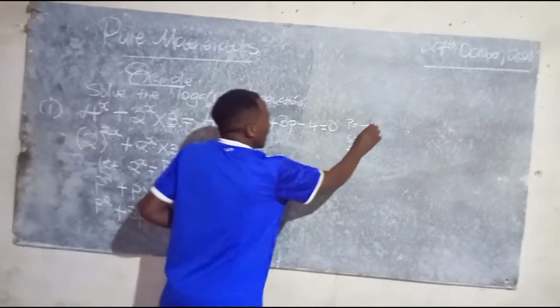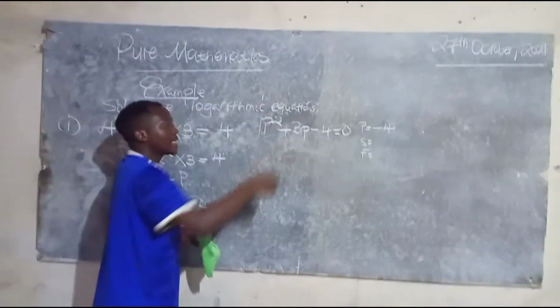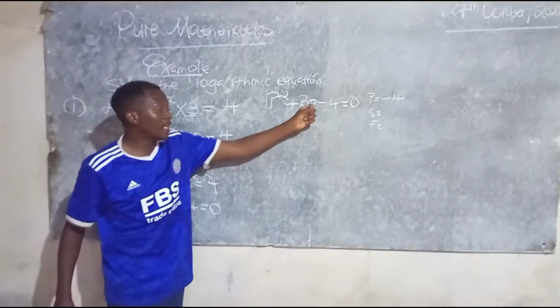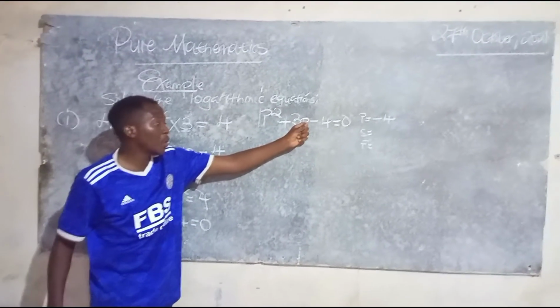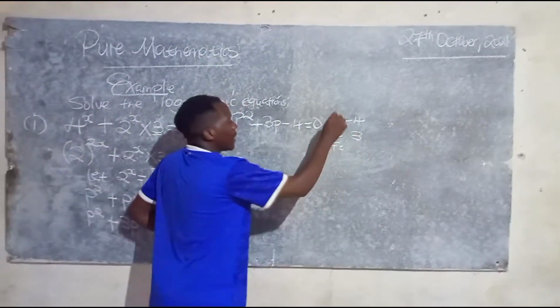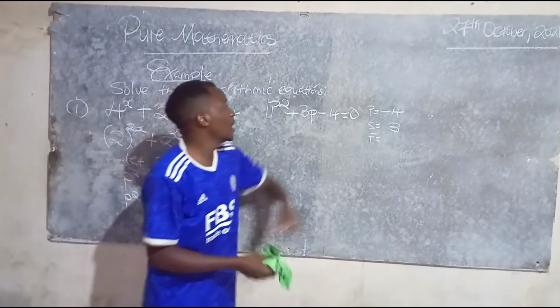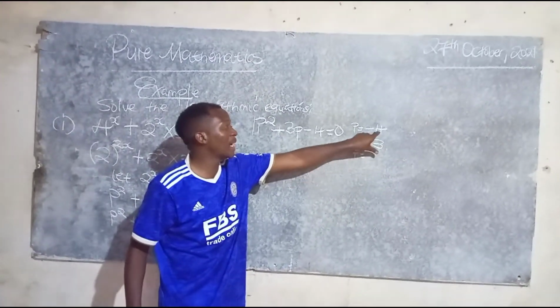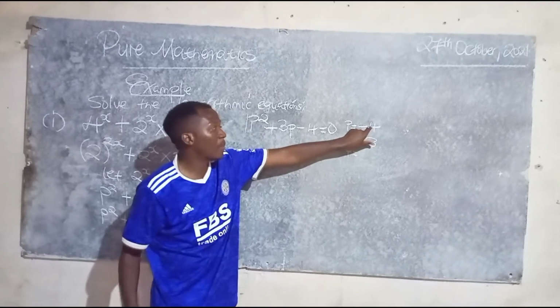It's going to give negative 4. Then for the sum, this is the coefficient of the middle variable. The middle variable is just p with a coefficient of 3, which is positive. So the coefficient is 3. The factors are two numbers which, when added, should give us the sum, and when multiplied, should give us the product.